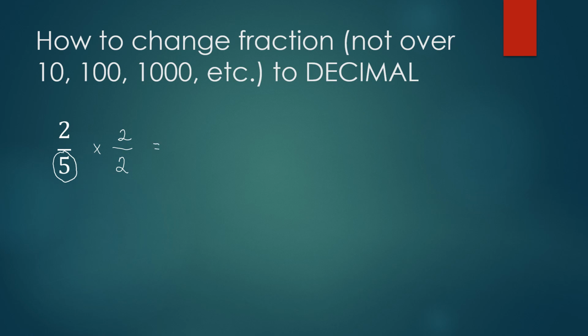So here we have 2 times 2, 4. 5 times 2 is 10. So 4 tenths, it's now a power of 10. We can write it as decimal 0.4.